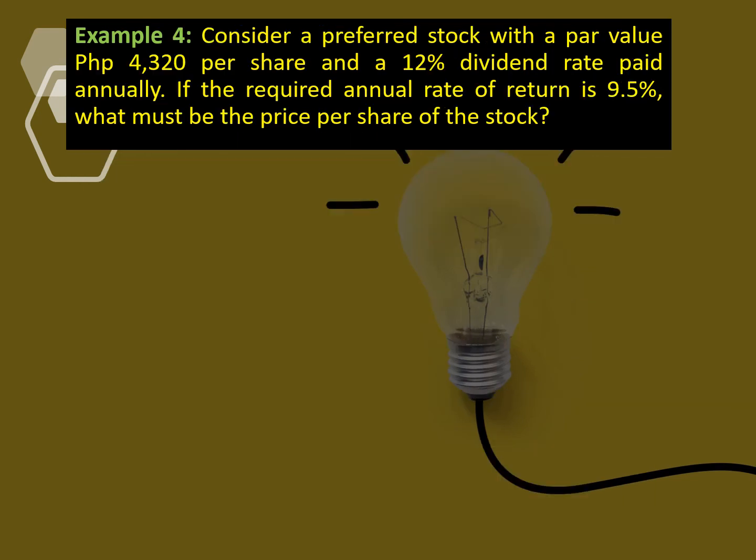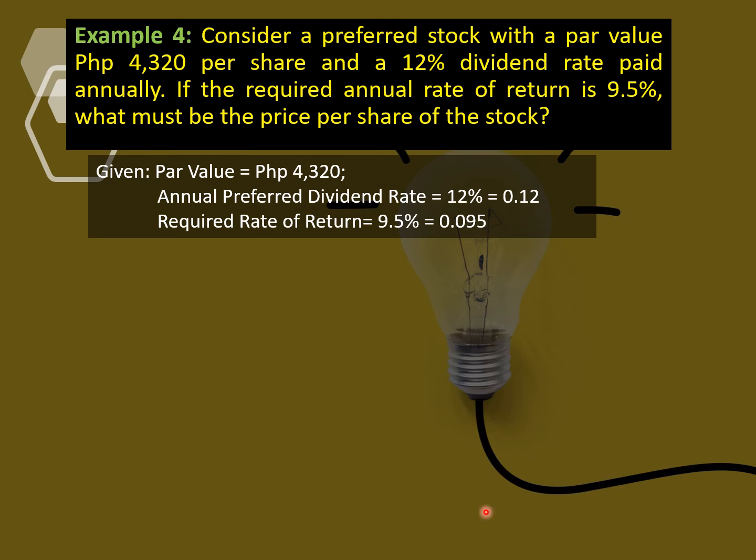Okay, next. Example number 4. We have here, consider a preferred stock with a par value of 4,320 pesos per share and a 12% dividend rate paid annually. If the required annual rate of return is 9.5%, what must be the price per share of the stock? So, latag natin ang given. Par value, annual preferred dividend rate, that is 12%, equals 0.12. Required rate of return is 9.5% or 0.095. In this case, hinahanap natin ang price per share ng stock kasi given yung required annual rate of return.